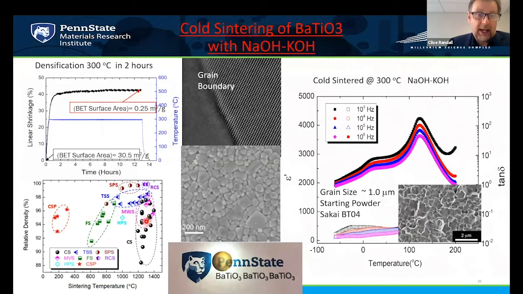You can see the densification process, here the linear shrinkage, and you can see that we're sintering within an hour of the barium titanate. You can see the coarsening of the powders. You can see that we're vastly different from before. And you can see that we are translucent and approaching transparency. And we can use a multitude of powders.